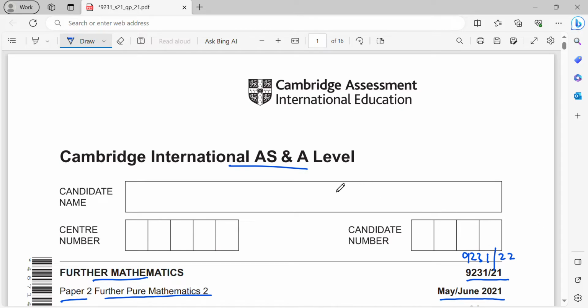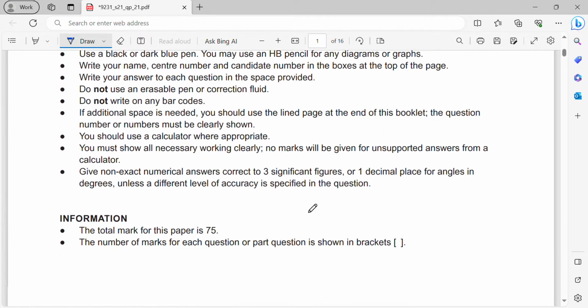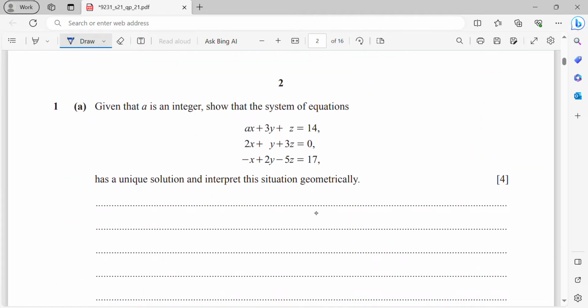Okay, so let's move on to question number 1. Question 1a: given that a is an integer, show that this system of equations has a unique solution and interpret this situation geometrically. To show that the system of equations has a unique solution, we have to check the determinant. So now I will consider the determinant of the matrix.